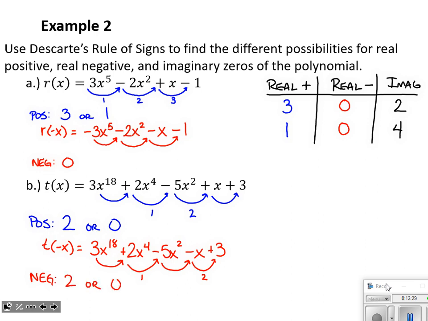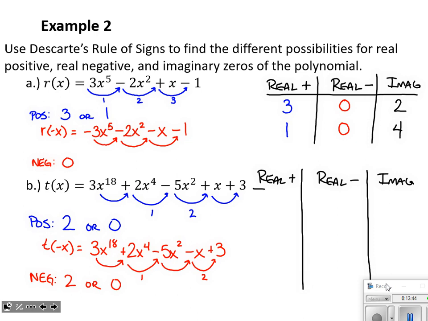All right, so if I set up a duplicate chart over here, real positive, real negative, or imaginary, how could the zeros lay out in this problem? Well, I could have 2 positives and 2 negatives. I could have 2 positives, 0 negatives. I could have 0 positives, 2 negatives. I could have 0 positives, 0 negatives. Lots of possibilities here.